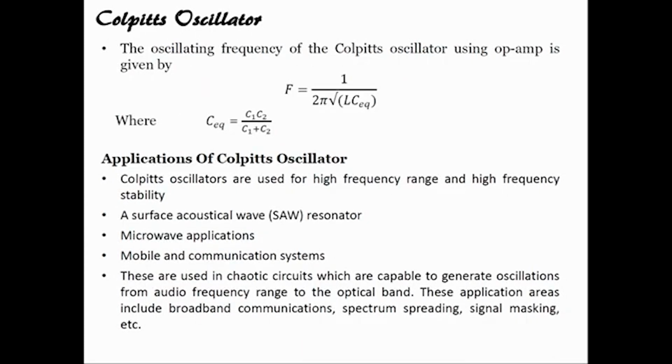Here we have the same formula, but instead of L equivalent we have C equivalent, and we know that C equivalent is nothing but C1 C2 by C1 plus C2. So, what are the applications of the Colpitts oscillator? Colpitts oscillators are used for high frequency range and high frequency stability. They can also be used as a SAW resonator, that is surface acoustic wave resonator, used in microwave applications, mobile and communications. These are also used in chaotic circuits which are capable of generating oscillation from audio frequency to the optical band. The application areas include broadband communication, spectrum spreading, signal masking, etc.